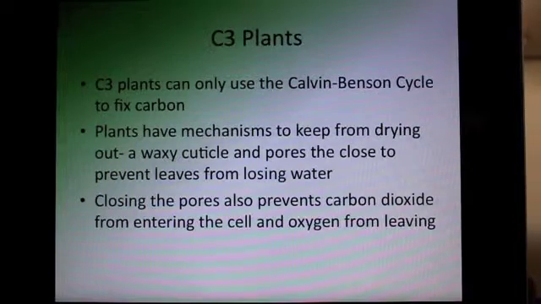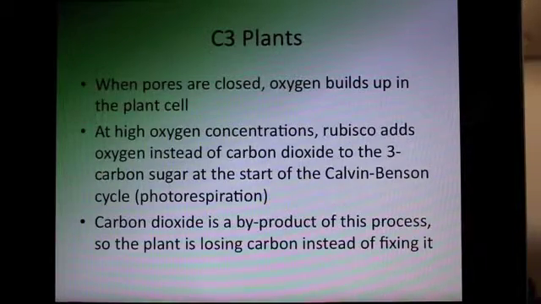However, when a plant closes its pores to prevent water loss, it prevents the carbon dioxide from entering the cell and the oxygen from leaving. So the oxygen starts building up inside the cell. When the oxygen concentrations get too high, the enzyme rubisco gets confused. Instead of adding carbon dioxide to this 3-carbon sugar at the start of the Calvin-Benson cycle, it adds oxygen.